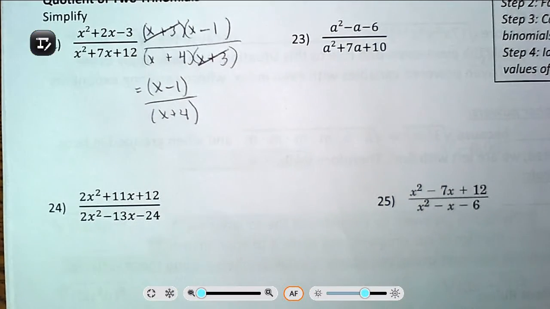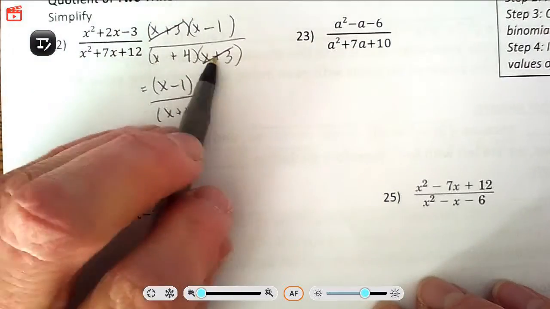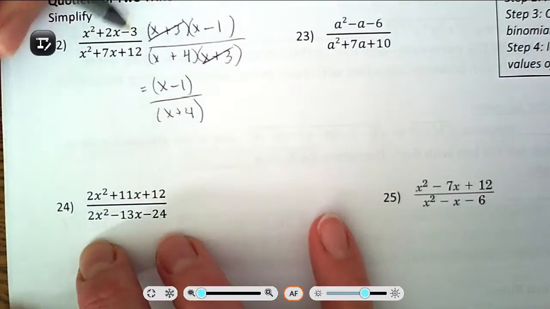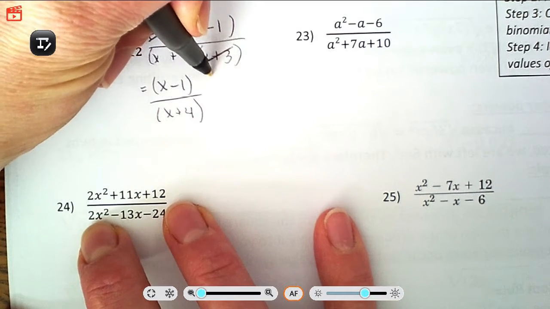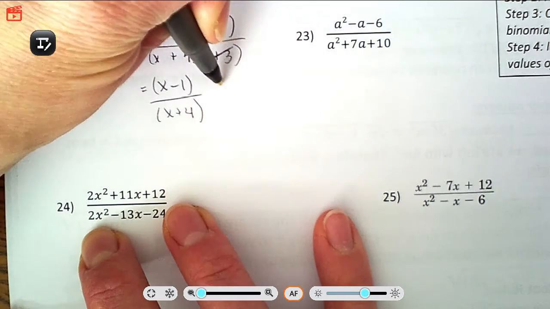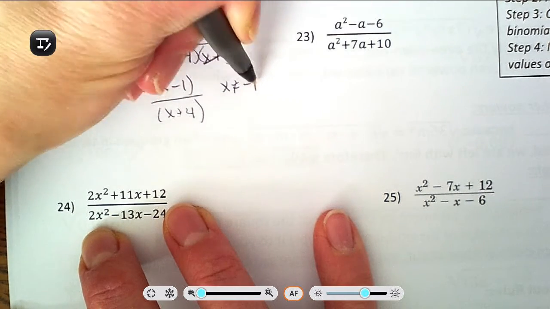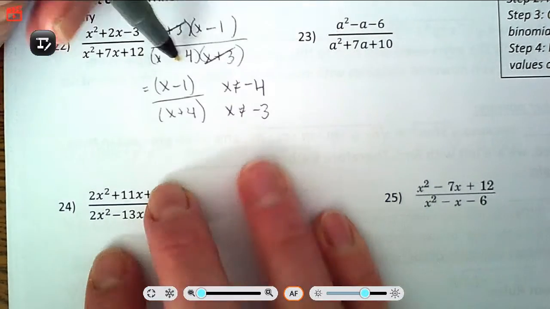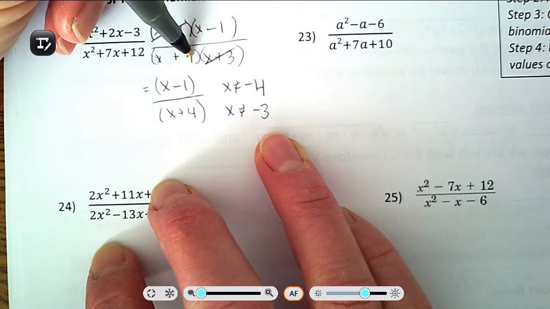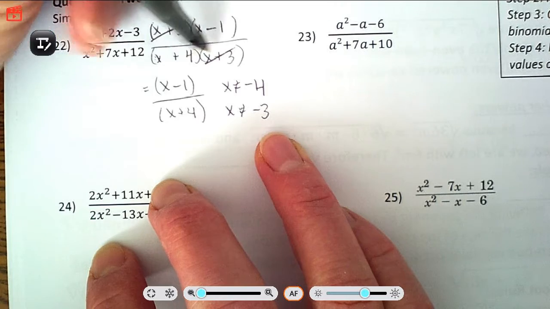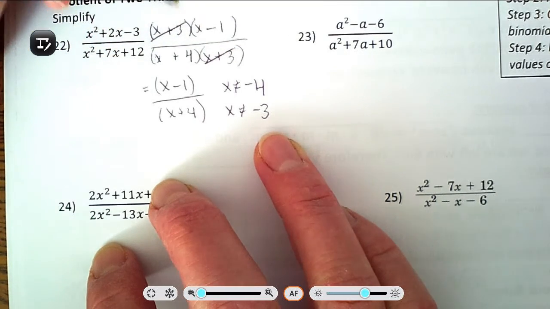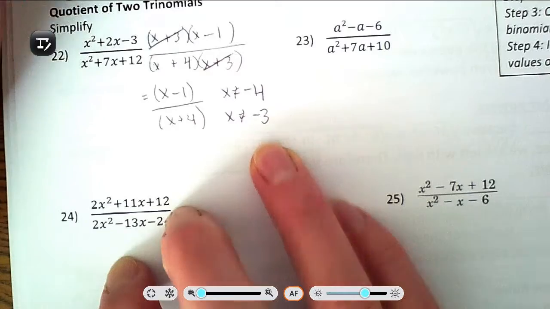But I haven't so far this chapter had variables in the denominator, so I've got to be sure to make a little side statement that x cannot be equal to negative 4 and x cannot be equal to negative 3, because if x was negative 4, plus 4 is 0, then 0 times anything over here would be 0, and then we would have an undefined expression.